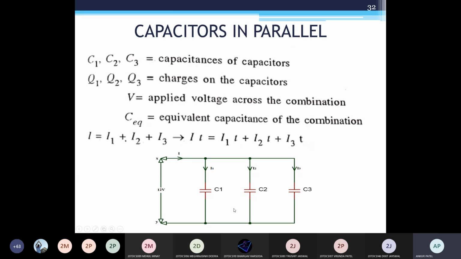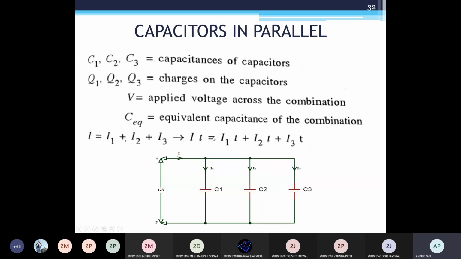Now for the parallel, you can see three capacitors connected in parallel. Current is different in parallel combinations, whereas voltage remains the same across all three capacitors. So we know I is equal to I1 plus I2 plus I3.